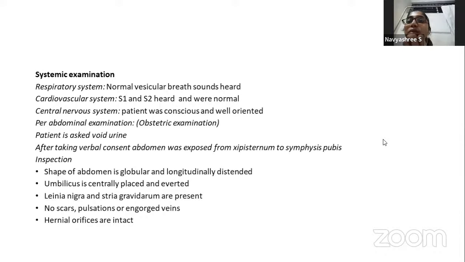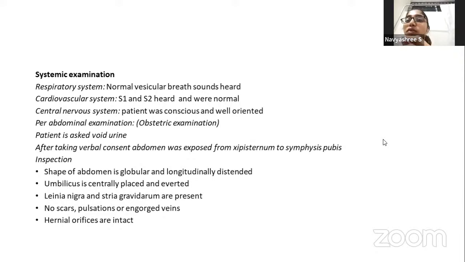Systemic examination. Respiratory system: normal vesicular breath sounds were heard. Cardiovascular system: S1 and S2 were heard and were normal, no murmurs. Central nervous system: patient was conscious and well-oriented. Per abdominal examination, the patient was asked to void urine, and after verbal consent, she was well exposed from xiphisternum to pubic symphysis for inspection.